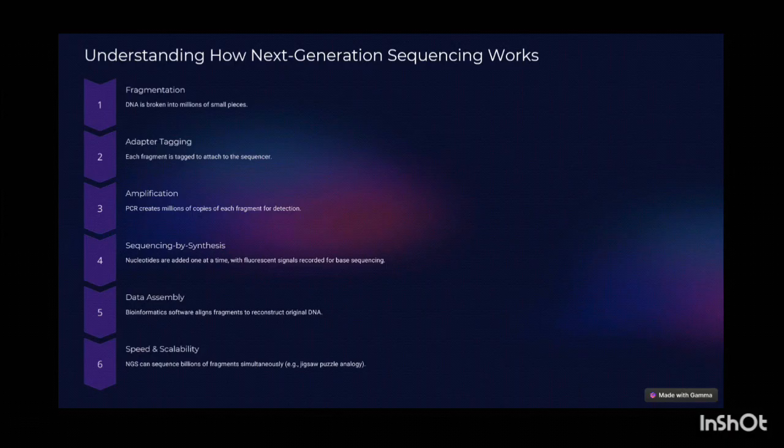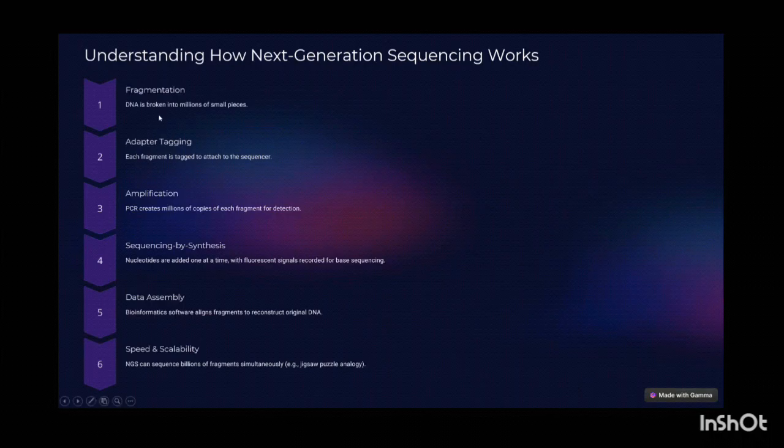Another way to think about NGS is like a production line in a factory. In older sequencing methods, DNA fragments are processed one at a time, much like making a product one by one on a slow manual production line. With NGS, it's like using an automated factory that can process many products at once. So the speed and volume are drastically improved.